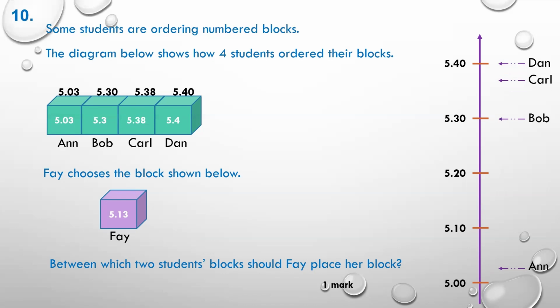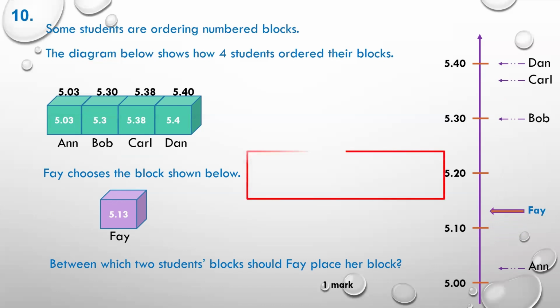So if that's the case, where does Faye fit? So Faye is at 5.13. It's already at two decimal places, so you can see it easily, which means Faye fits where? Between 5.0 and 5.10? Or between 5.10 and 5.20? Yes, that's where she fits. So Faye fits there, which means that if we were writing the order, how would we put it?